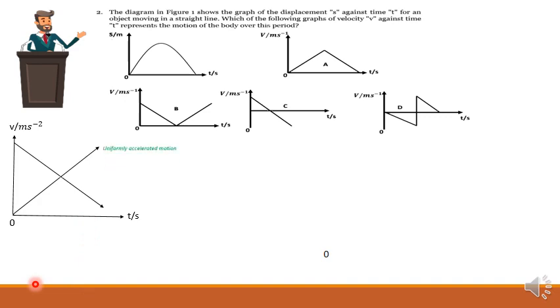And this is what? A constant velocity, meaning that the motion of the body is constant. It's not accelerating. Here it is accelerating constantly, uniformly, and then here it is decelerating uniformly.